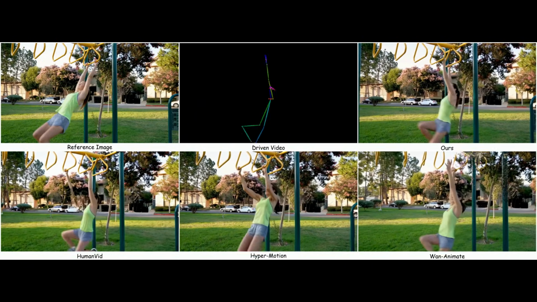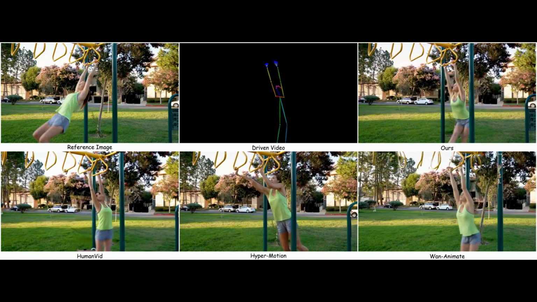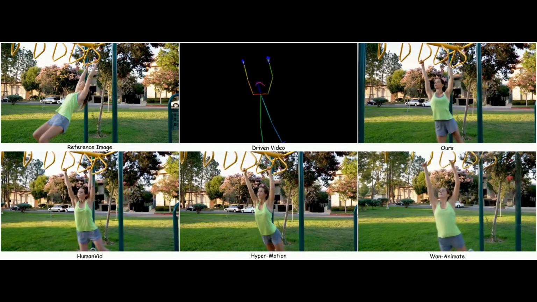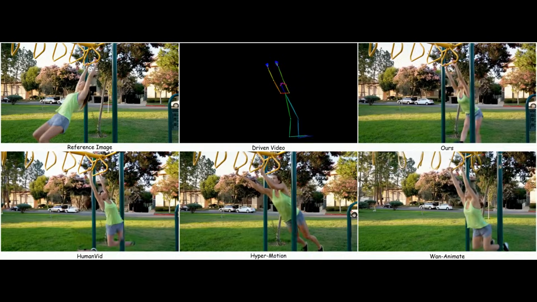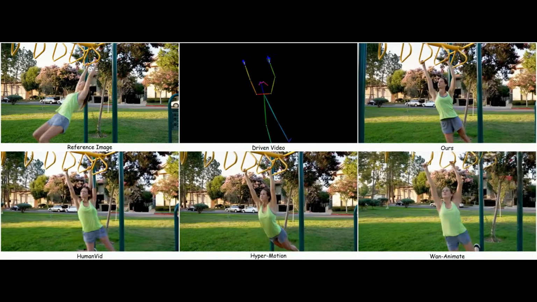One last comparison. Hanging on monkey bars. Look at how the other models stretch the arms weirdly. Animate struggles a bit with the physics here, but SteadyDancer keeps the anatomy correct and the grip tight.